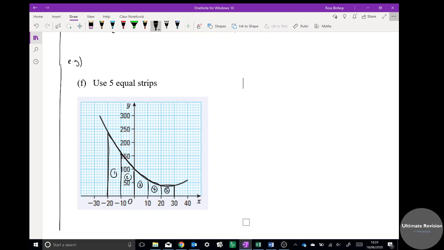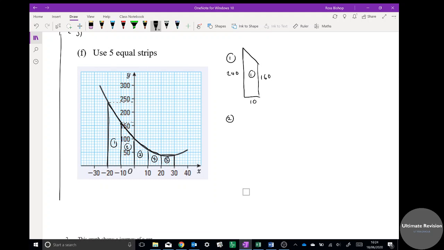Okay, right, let's look at trapezium 1. Now the width goes from -10 to 20, so it's definitely 10 across. And the height is going to be an estimate here, but that height's going to be about 240. And the height there, about 160. I'm going to label them all first. I'm going to draw them all first, and then work them all out in a minute. Shape number 2. They're all going to be of width 10. Shape 2 is going to have a height of 160 on that side, and then on this side, about 100.